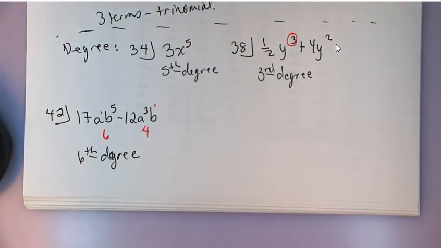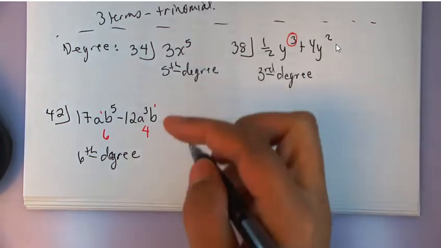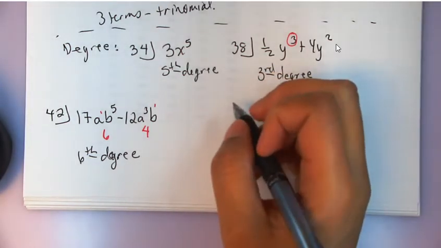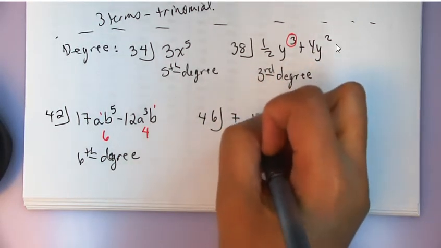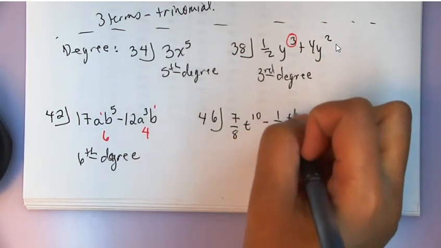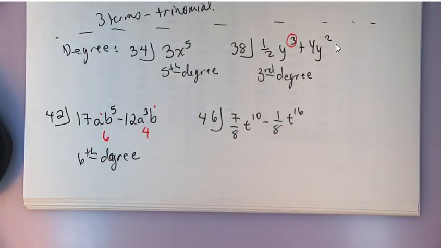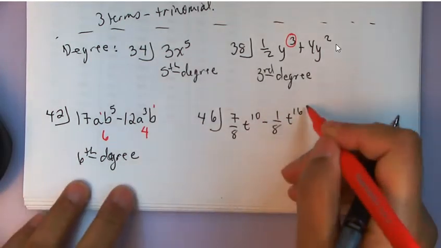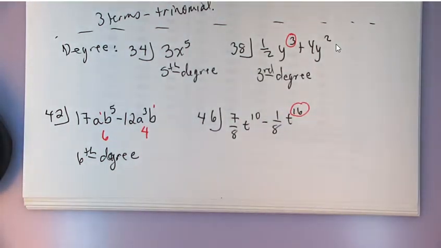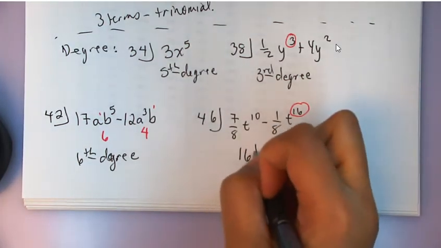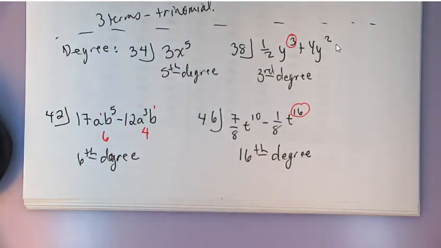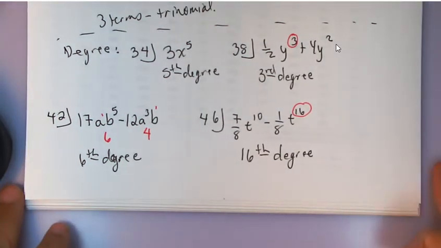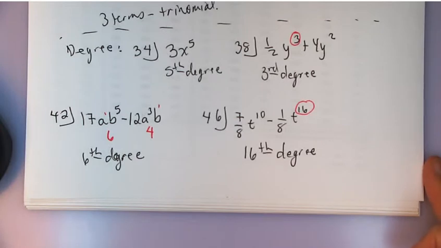All right, let's do one more. Let's do 46. I've got 7/8 t to the 10th minus 1/8 t to the 16th. It does not matter that it's on the right hand side. It still has the highest power. Doesn't matter where it is, it's the highest power that matters. So this is a 16th degree binomial. It technically is still the leading term. Okay, so that's how we classify polynomials, by the degree and the number of terms.